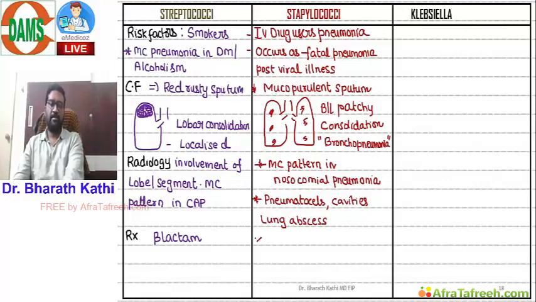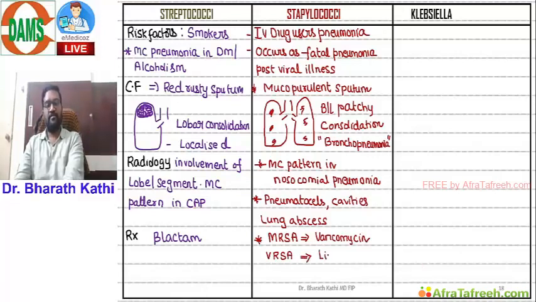And treatment. Nowadays, by the time a patient with staph pneumonia reaches me, he is already MRSA. MRSA means methicillin resistant staph aureus. In this situation, we give vancomycin. But unfortunately, especially in the ICUs, these days vancomycin resistance has become very, very rapid.